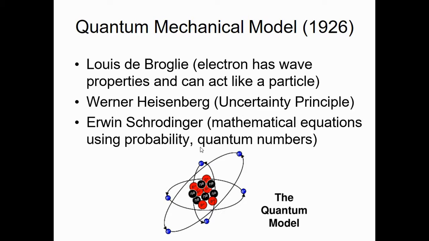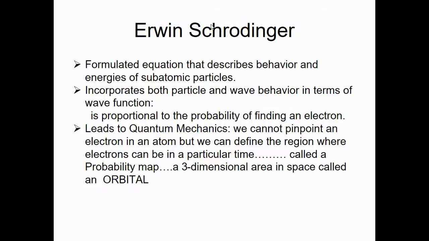So if your element has 2 electrons, you're going to have 8 quantum numbers, 4 for the first and 4 for the second. Okay. So again, he described an equation. He called it a wave function that describes the behavior of the energies of the subatomic particles, and he brought together that particle and that wave behavior. Okay. And that led to quantum mechanics. We can't pinpoint the location of an electron in an atom, but we can define an overall region where those electrons can be at a particular time. It is a probability of finding an electron in an area, a 3-dimensional space. He called that an orbital.